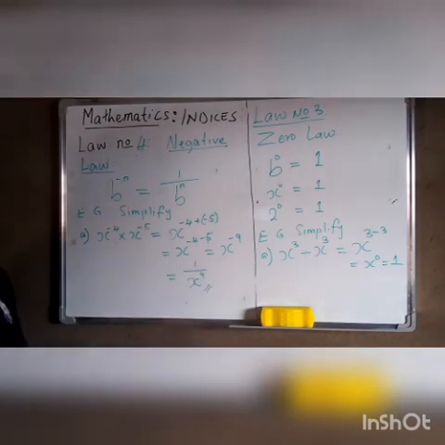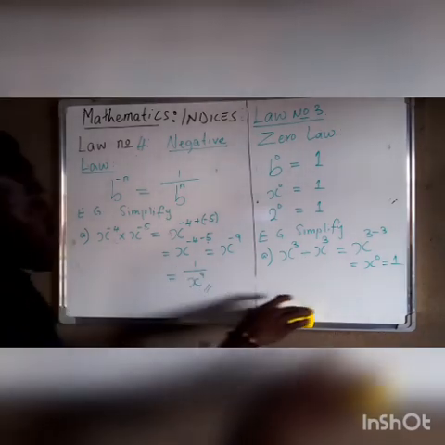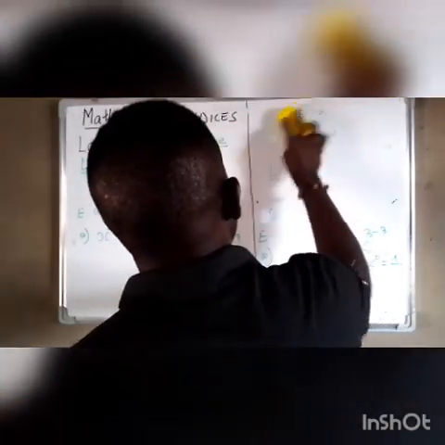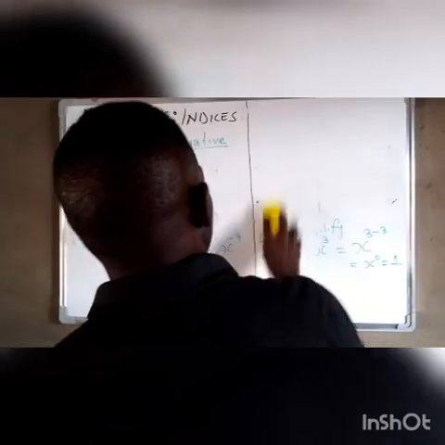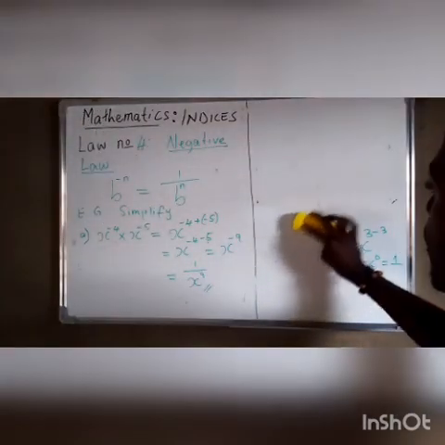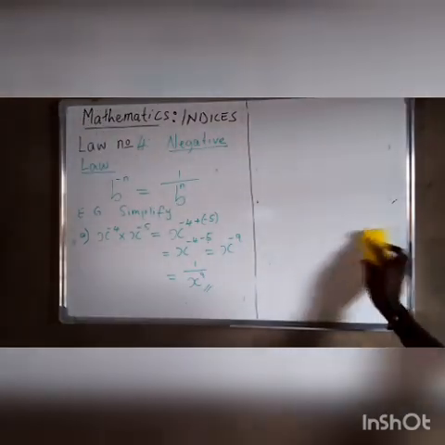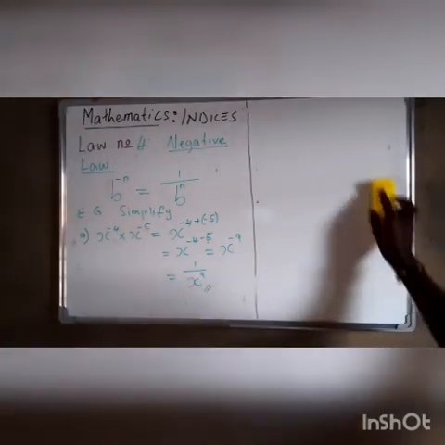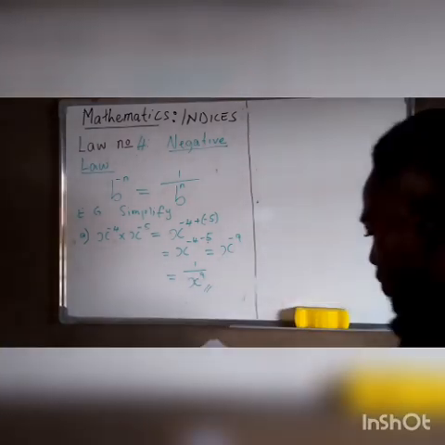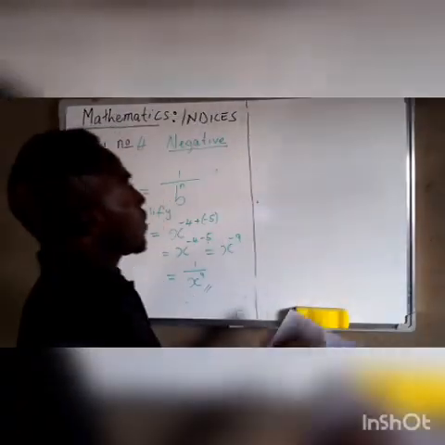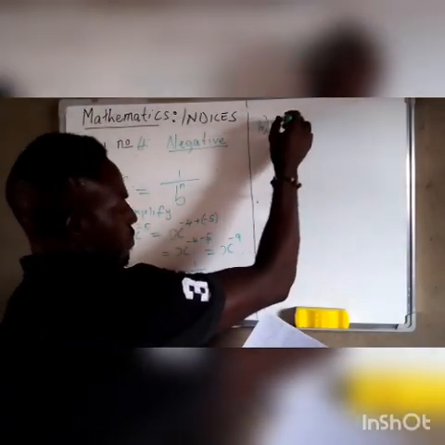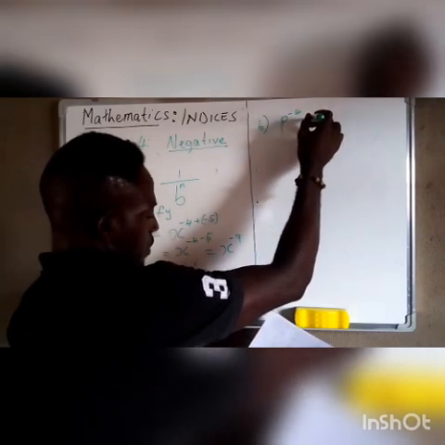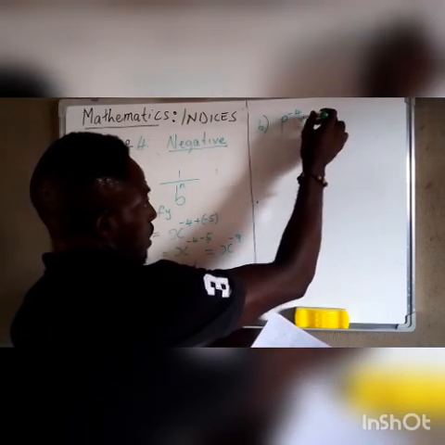So let's look at the second example on that law. We have p raised to minus 4 multiplied by p raised to the power of 2.